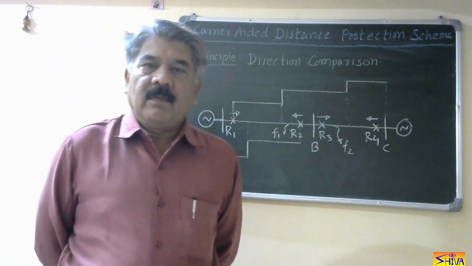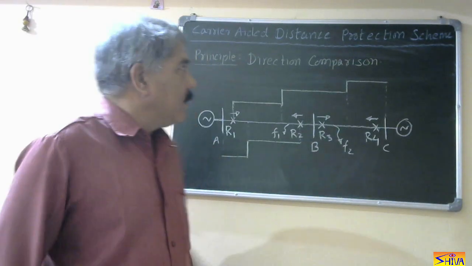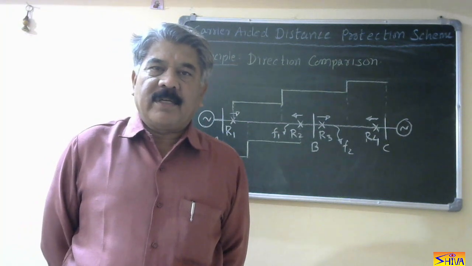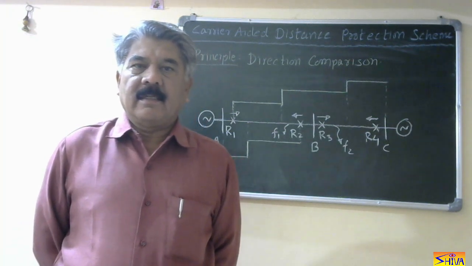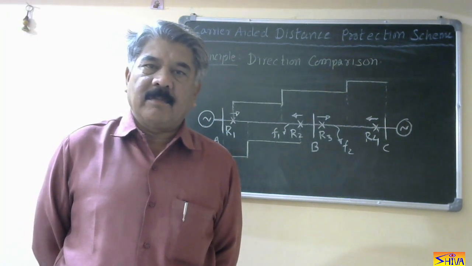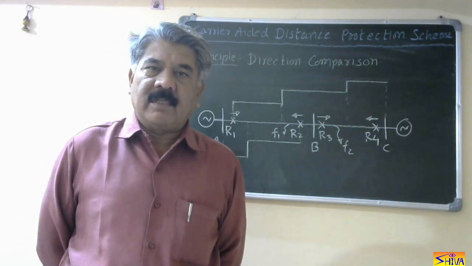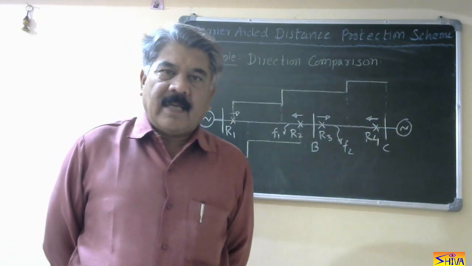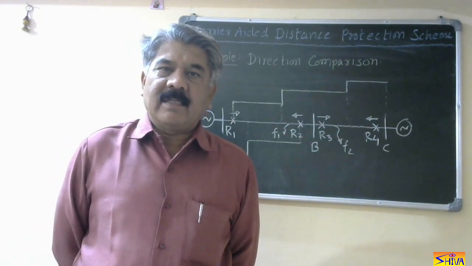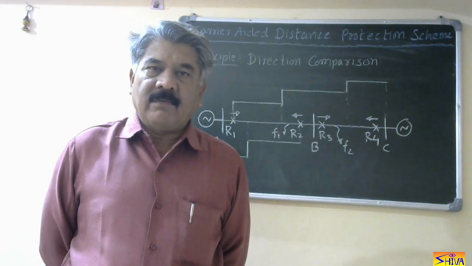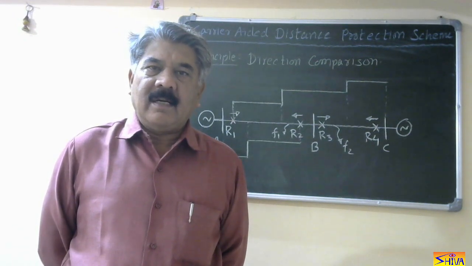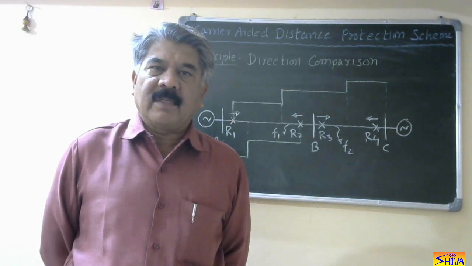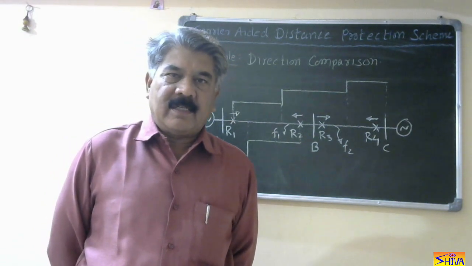Now let us see what is the carrier added distance protection scheme. In this scheme, carrier signals are nothing but signals of very high frequency. Carrier signals are transmitted from one end to the other end in order to cause simultaneous opening of circuit breakers at both ends.